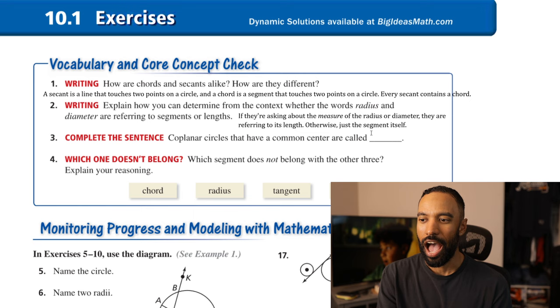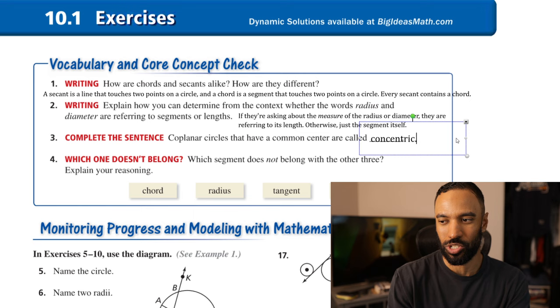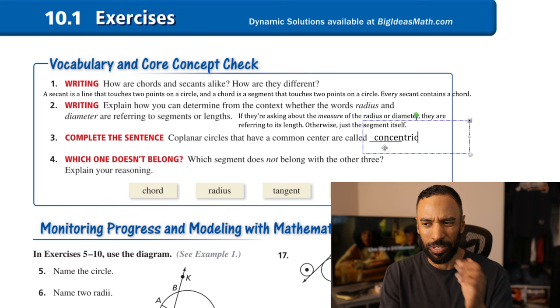Yeah, these are concentric circles. I do not know how I was reading that, but as you heard me say it, I was like, what are they asking for? Yes, they are concentric circles. Concentric circles are coplanar circles that have a common center.